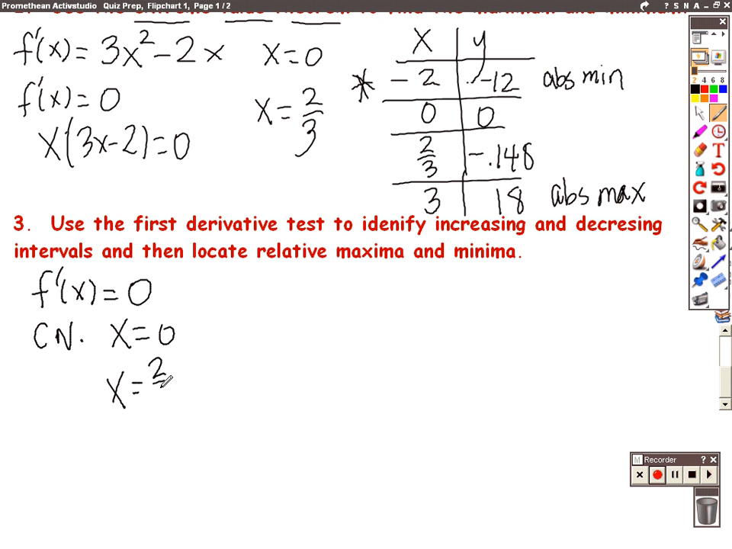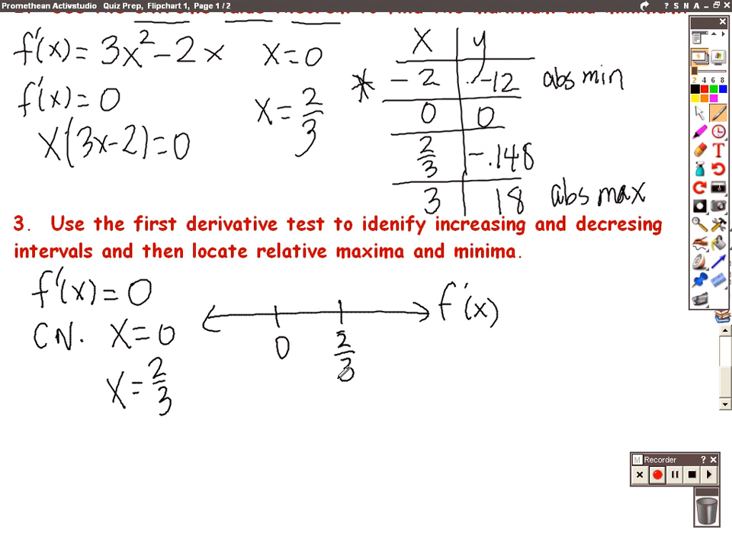Those numbers basically divide our number line into testing regions so that we can see what's happening on the original function. We're using the first derivative to get information about the original function. So we're going to put our critical numbers on our number line. There's 0 and there's 2/3. We're going to choose a value in each region to substitute into the first derivative.